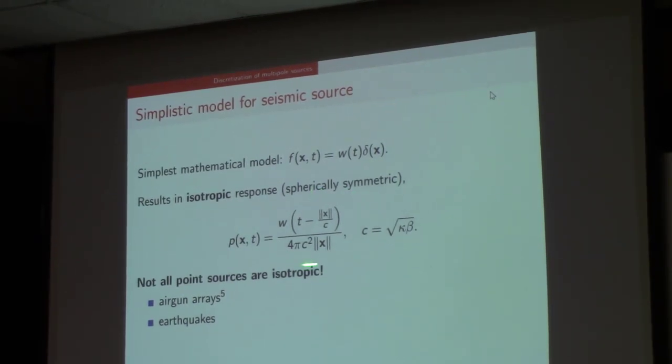This is contradictory to what is actually observed for air gun arrays. Air gun arrays actually demonstrate directivity. Certain directions are stronger than other directions, and we call this anisotropy. So this is not a good model for air gun arrays. Earthquakes as well are another perfect example of seismic sources that are not isotropic. They have anisotropy, meaning depending on the angle you're viewing from, you have different strengths.